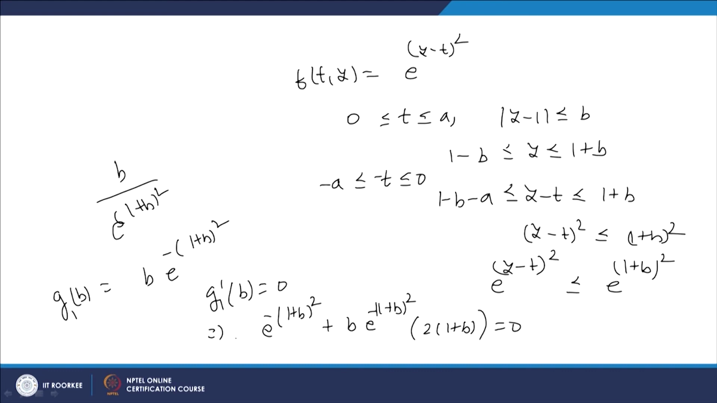So, we can take out this e to the power minus (1 plus b) square, and we can write this as e to the power minus (1 plus b) whole square, and within the bracket it is 1 plus 2b plus 2b square. Is it okay? There is one minus sign here because of this. So, we have a minus sign here. So, here we can say that g1 dash b is equal to 0 provided that this quantity is 0.